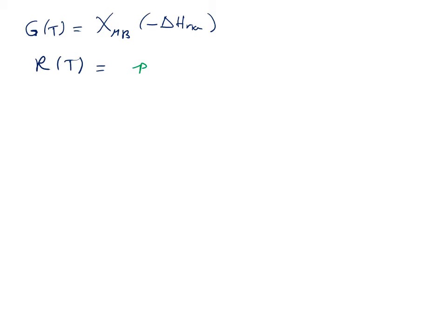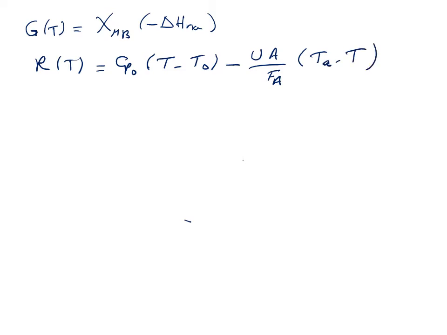Oops, what happened? Okay, we had CP naught times T minus T naught minus U times A divided by FA naught times TA minus T. Okay, excellent, Shabab. Very good. So now we have developed expressions for GT and RT. Great.